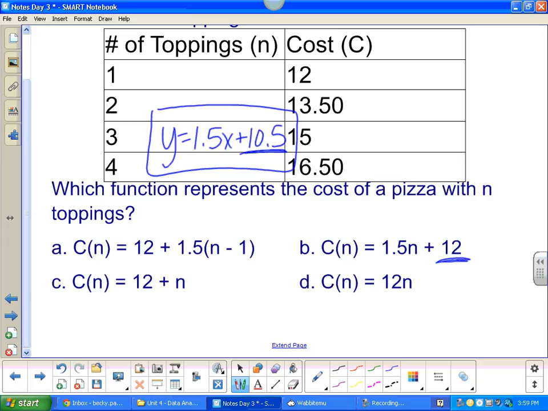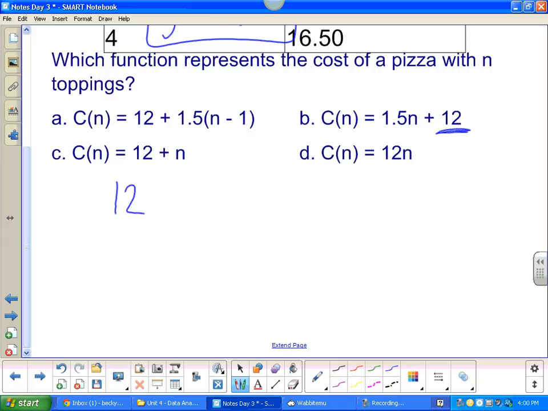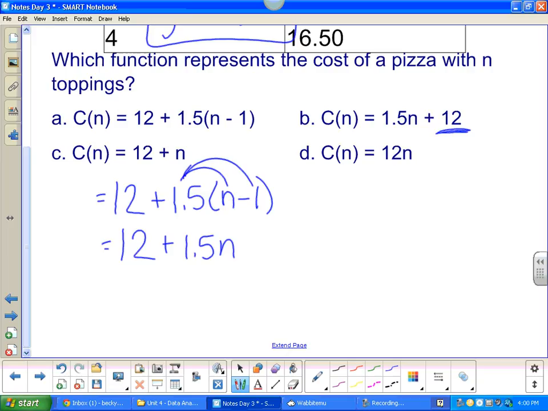So this is when they take a problem that's very straightforward and very easy and try to crank it up a little bit and make you work a little bit harder for it. If you look at A, you can see it's kind of a crazy equation. It's not cleaned up. So what we're going to do is take A and clean it up. So I'm going to bring down my 12. I'm going to distribute my 1.5.